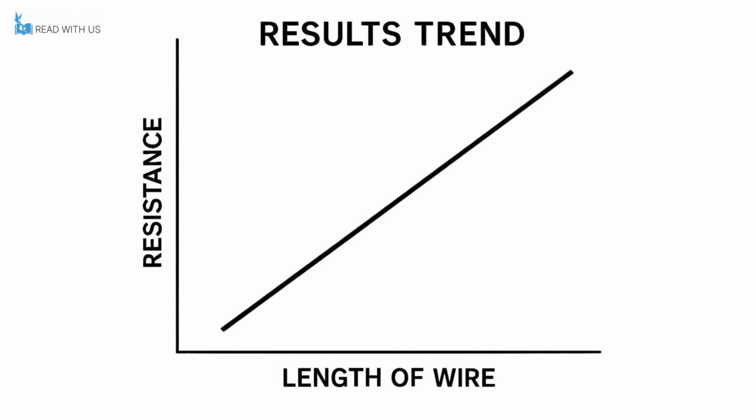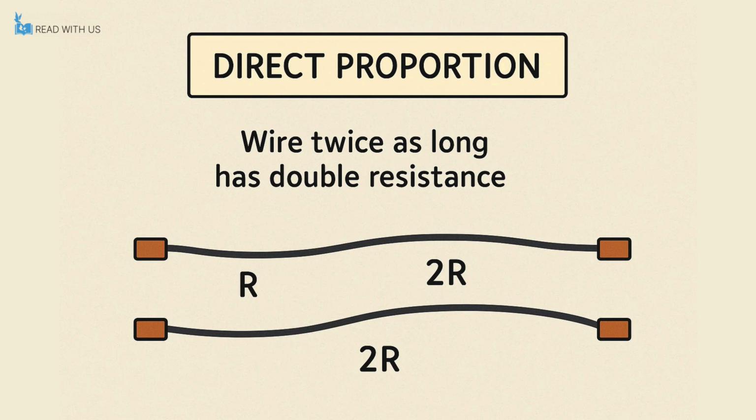If we plotted a graph with resistance on the y-axis and wire length on the x-axis, we would see an upward rising straight line. The conclusion of this experiment is that the resistance of a wire is directly proportional to its length, meaning that doubling the length of the wire doubles its resistance.